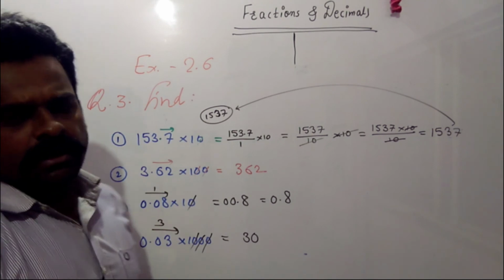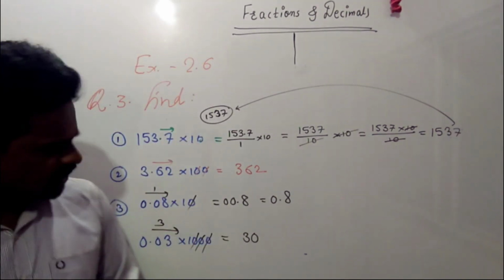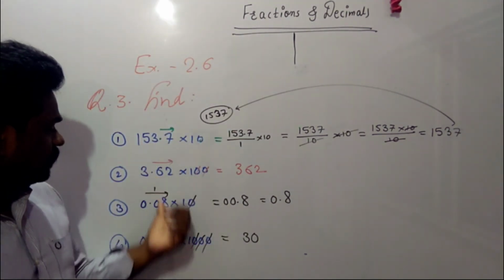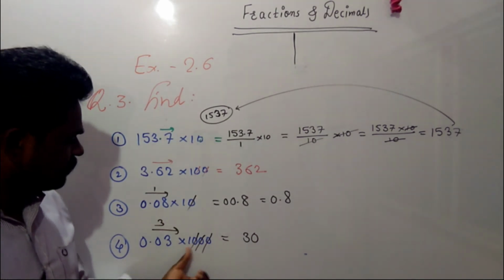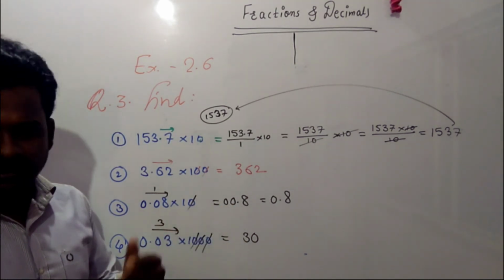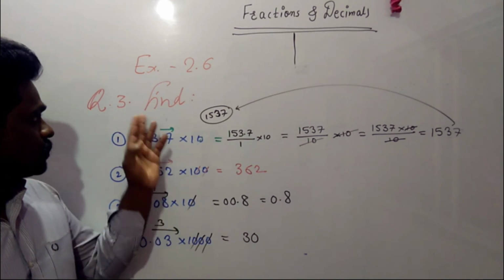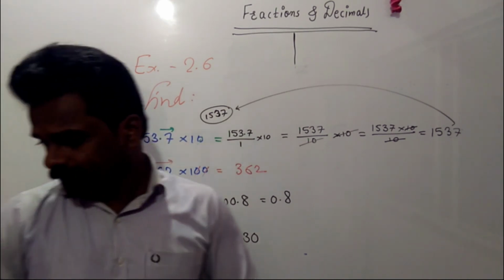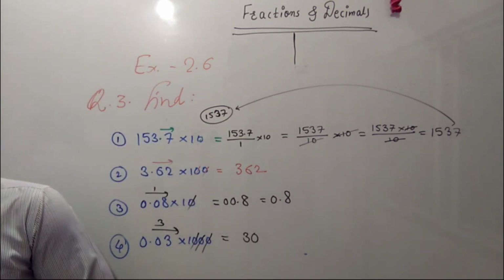So those are some examples which are related to the multiplication of a decimal number by 10, 100 and 1000 in that way. So that was question number 3. Okay, fine, no problem.